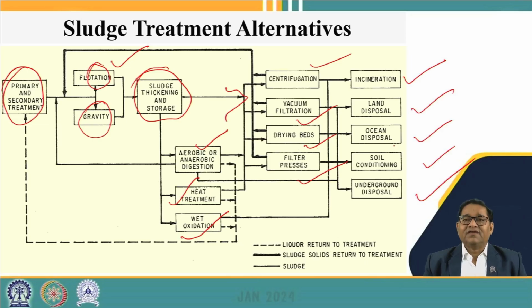Then there is the ocean disposal method, where we dispose of these sludge solids. But normally in India, this kind of system is only preferred in areas where an ocean or sea is available. And then there is the soil conditioning system. These sludge solids have a lot of nutrient value, so they can be used as a good soil conditioner when applied for agricultural purposes, for remediation of degraded land. And then finally, there are also underground disposal methods.